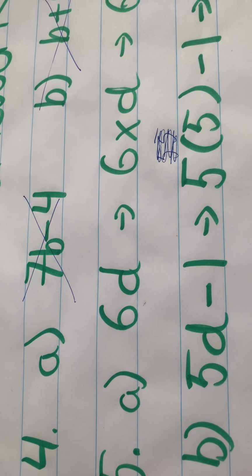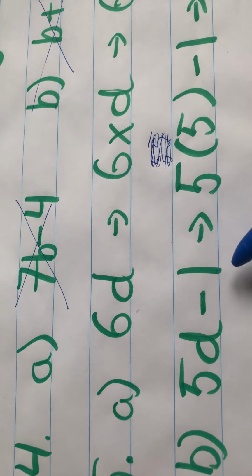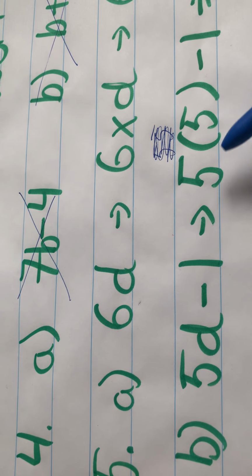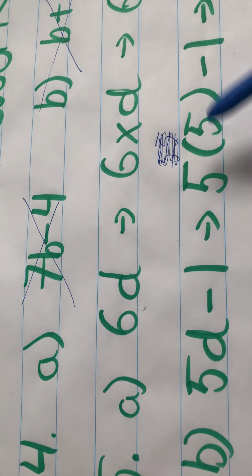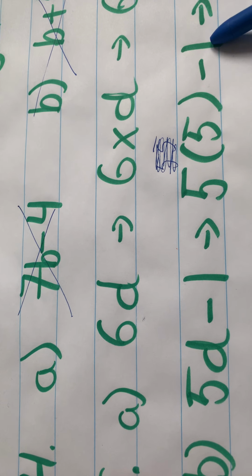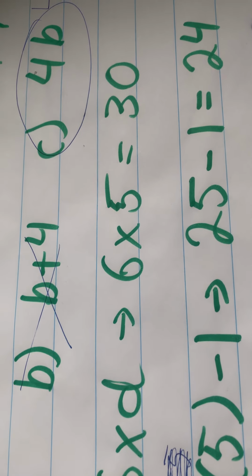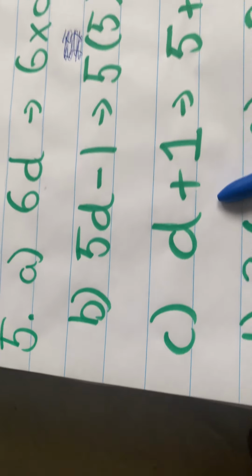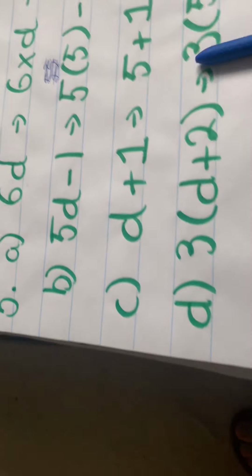So in order to prevent yourself from getting confused, when you take out the letter and you put in the number, you can just put that in brackets. It still means multiplication. When 2 numbers are beside each other, it still means multiplication. So now I have 5 times 5, take away 1. Well, 5 times 5 is 25, take away 1 is 24. C, D plus 1. Easy enough. Take out the D, put in the 5. 5 plus 1 is 6.